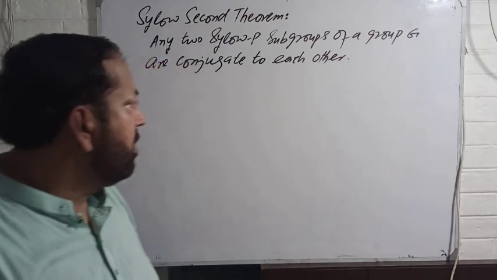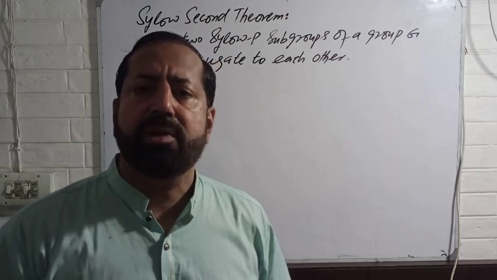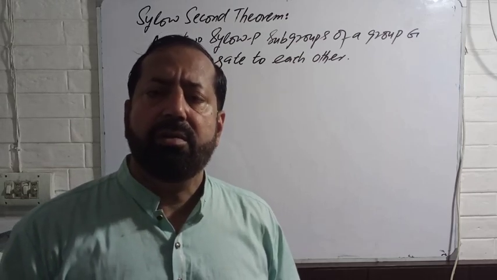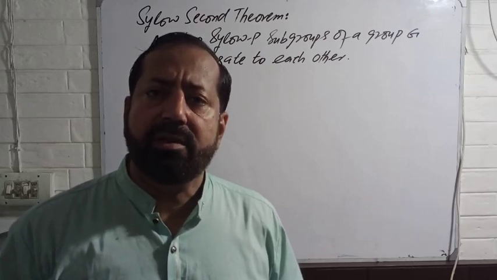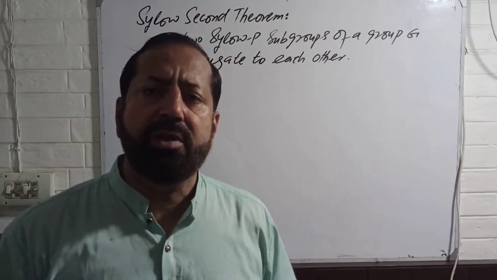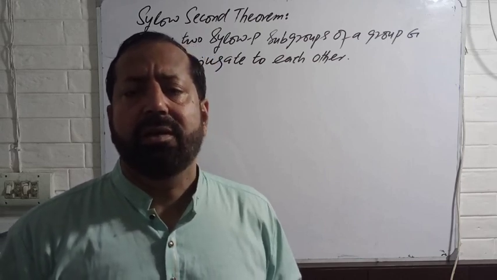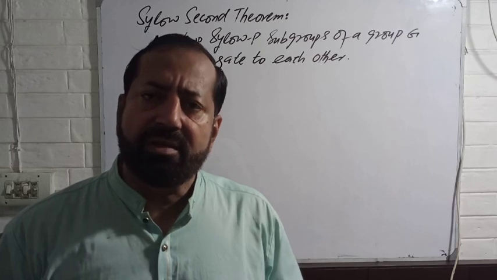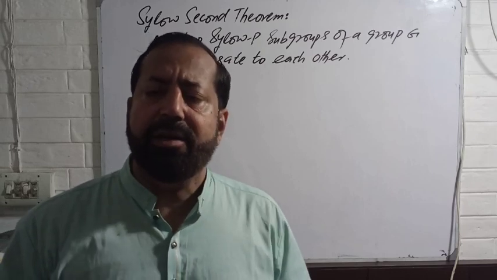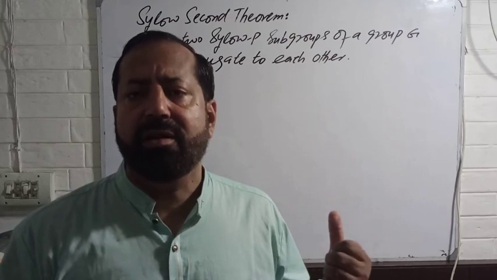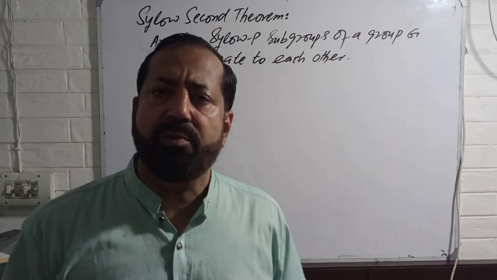I suggest you watch my last lecture, lecture number 10, group 3-2, for the understanding of double coset representation of a group G. If you know about the double coset representation that we discussed in detail in our last lecture, then I think the proof of Sylow's second theorem would become so easy. We can easily prove this theorem.